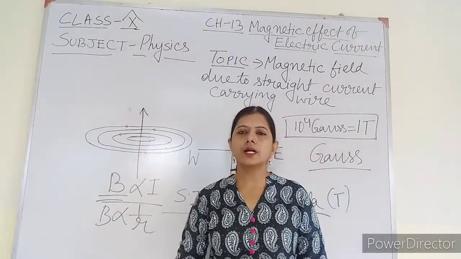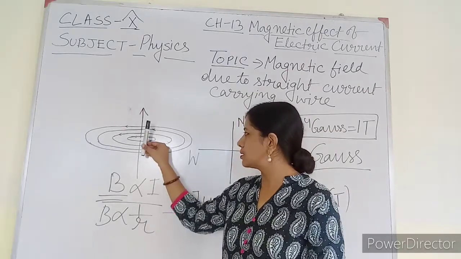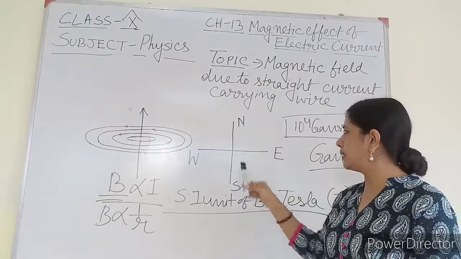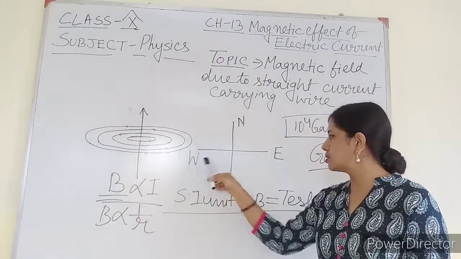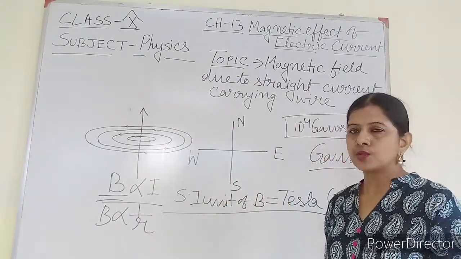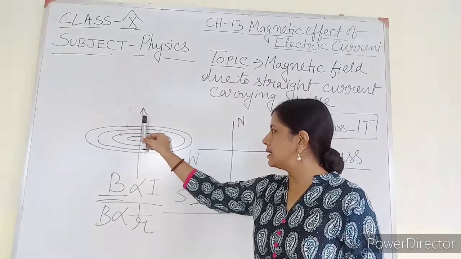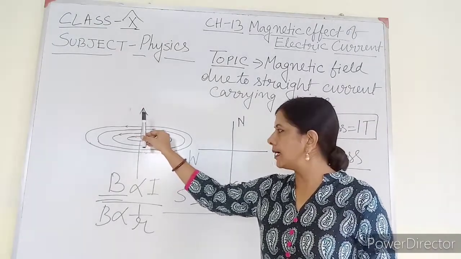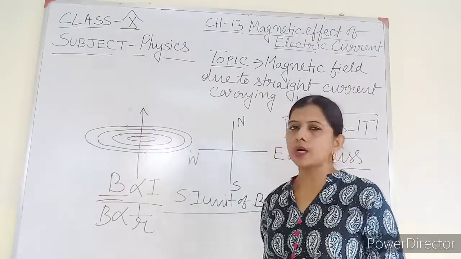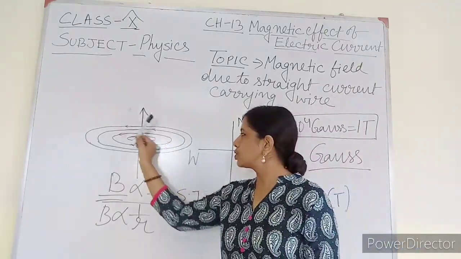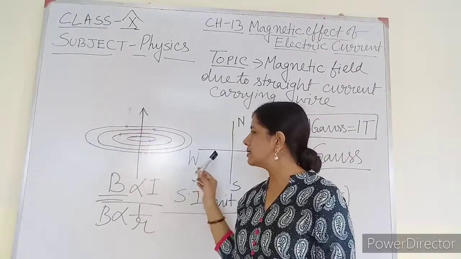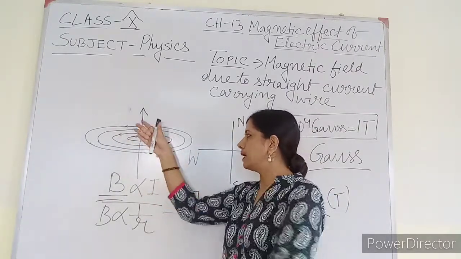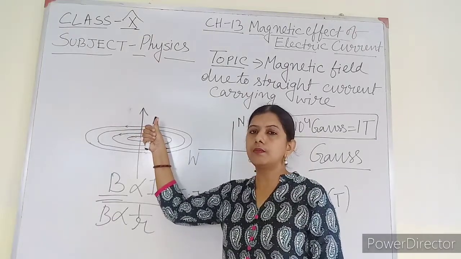So if the current carrying conductor is towards north direction, the direction I have drawn here, this is north, this is south, this is west, and this one is east. So the current carrying conductor is pointing towards north direction. That means current is flowing towards upward direction. Then the direction of magnetic field line is anti-clockwise. And that can be proved by using this right hand thumb rule.